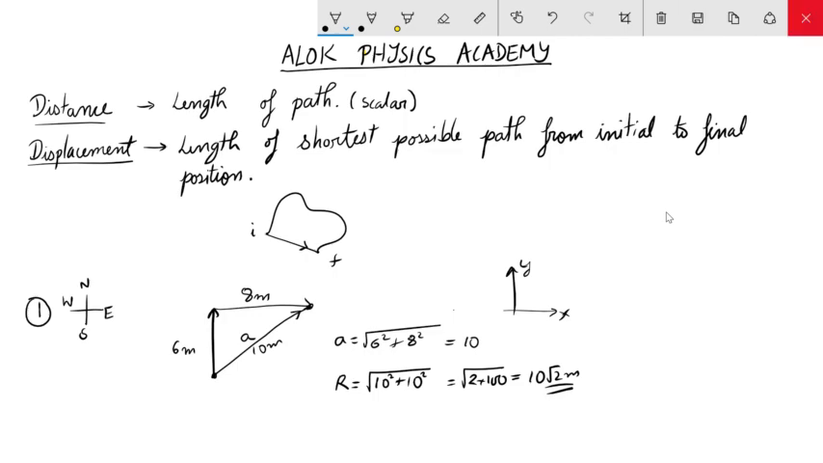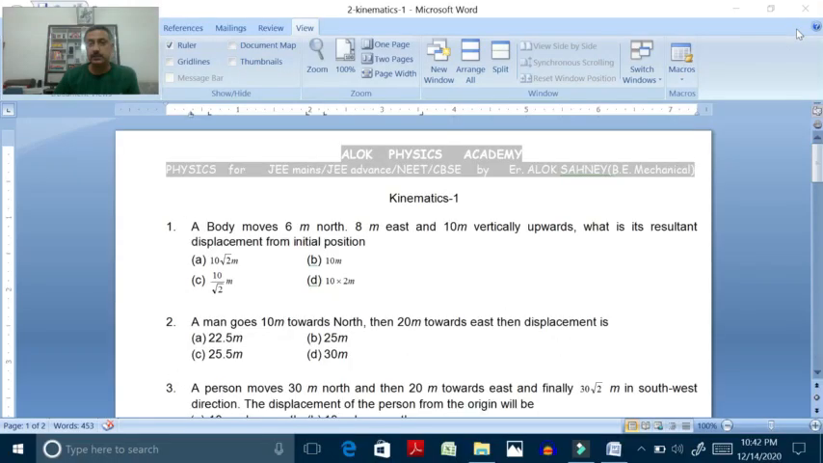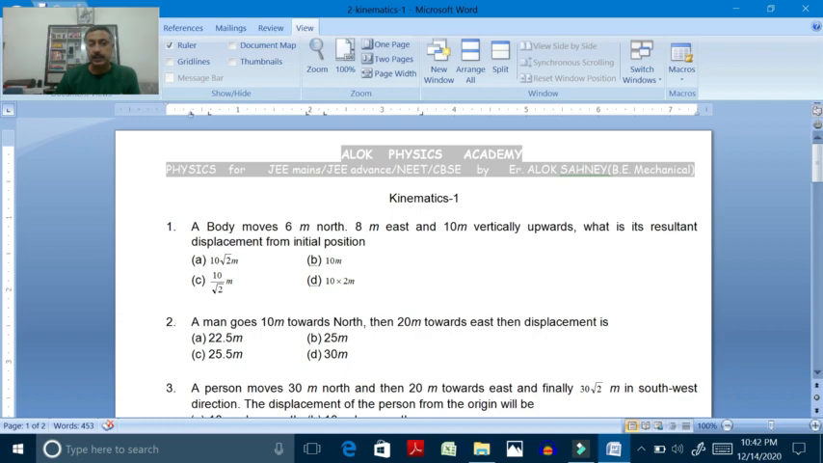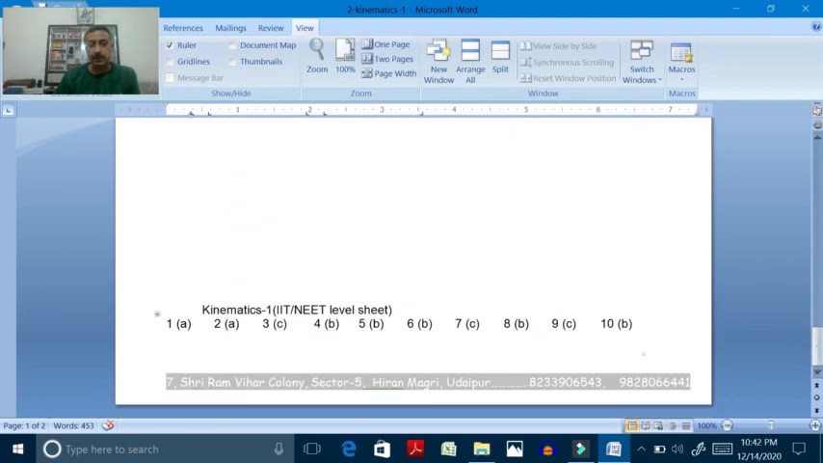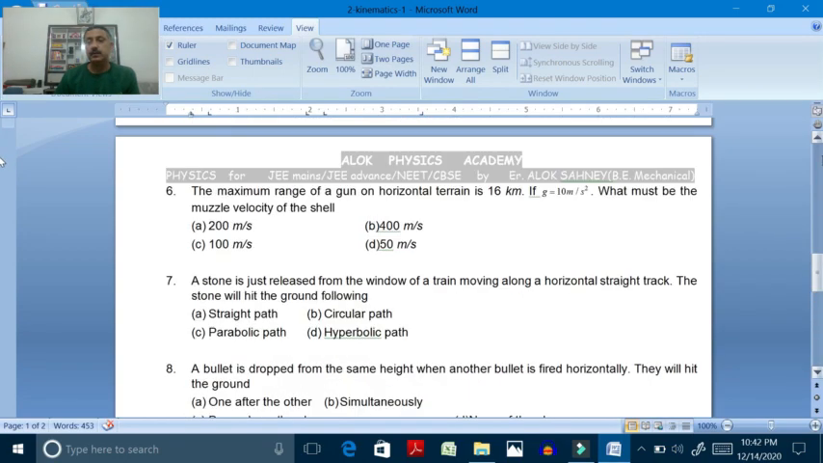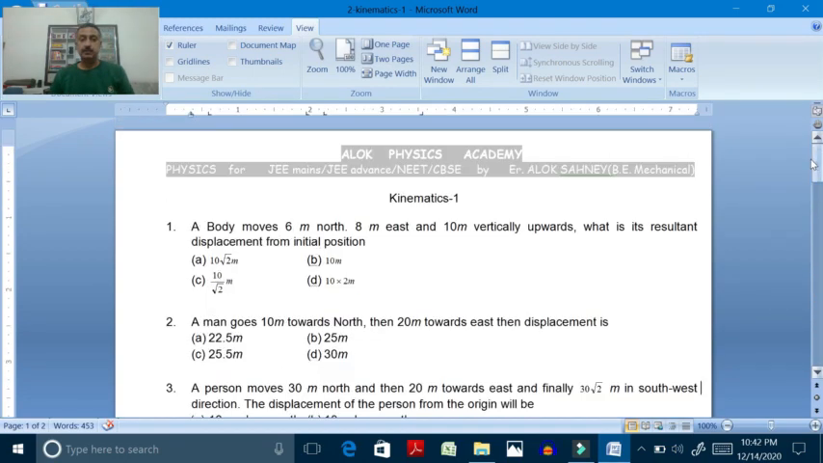I hope you were able to follow it. Let us check the answer. So option A is correct. I'll show you the answer key. So first, question number 1, option A is correct. So let us try one more question.